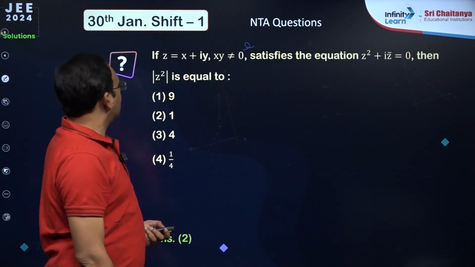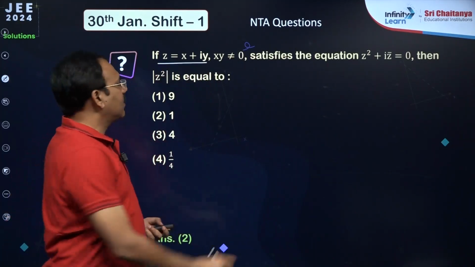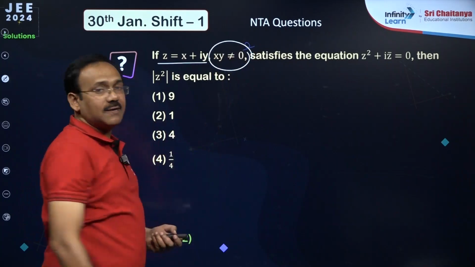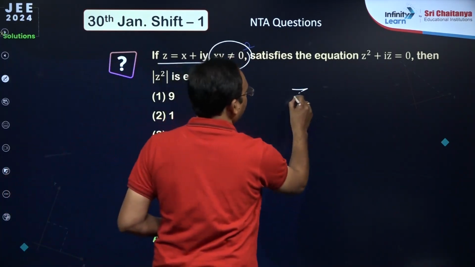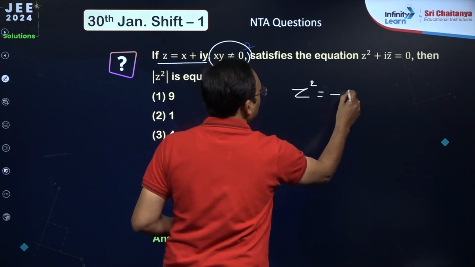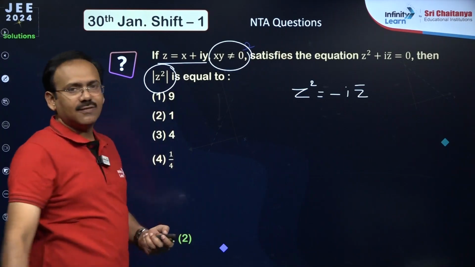Next, dear friends, you see the third question. z is a complex number x plus iy, given xy not equal to 0. That means neither x nor y is 0. The equation given in complex numbers: z square is equal to minus i z bar. He is expecting modulus of z square.